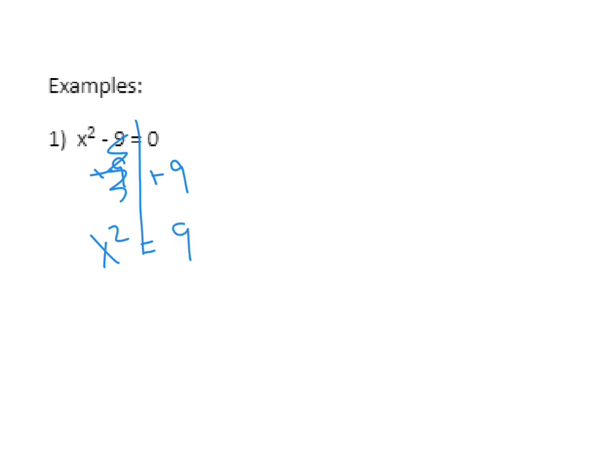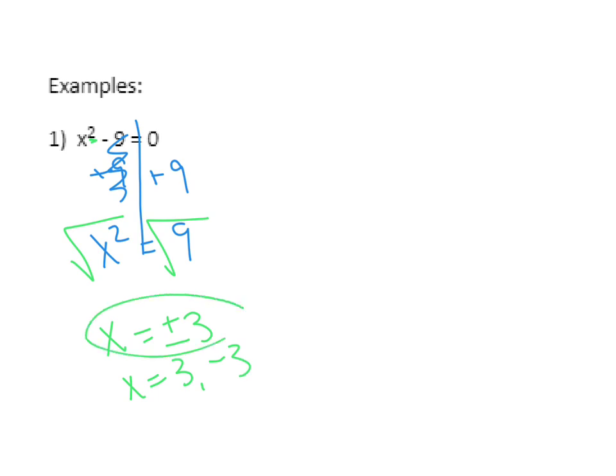Then, once the squared part is by itself, you're going to take the square root of each side. So the square root of x squared becomes x. The square root of 9, that's a perfect square, so that's 3. But remember, we should have two answers because we had this exponent of 2. So that's why you're going to put your plus or minus in the front. That means one answer is a positive 3 and one answer is a negative 3.